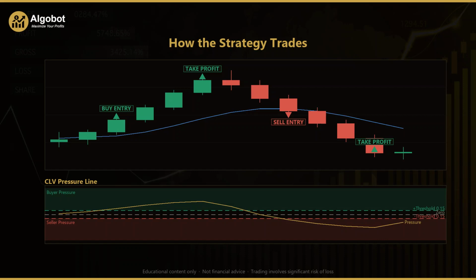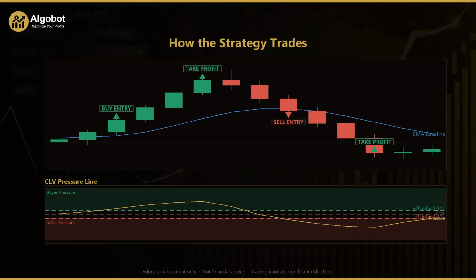From that point, sellers stay in control. Each candle closes near its low, printing lower highs and lower lows, and the pressure line drives deeper into seller pressure territory. Price falls steadily until it reaches the take profit target below, where the short is closed at the same reward to risk multiple. For a short, remember, the stop loss would have been sitting an average true range multiple above the entry, just over the swing high. So across this single chart, you've seen the full symmetry of the strategy.